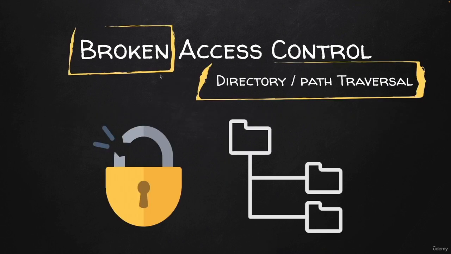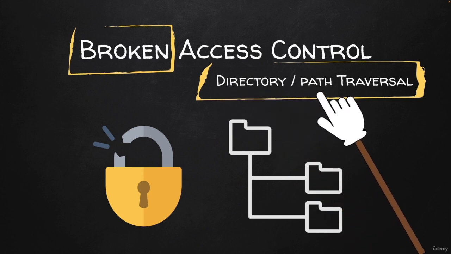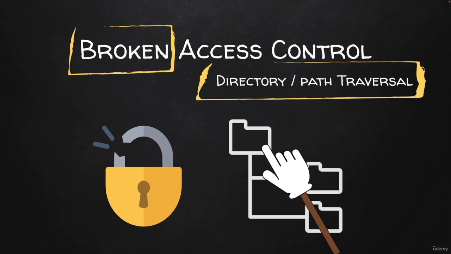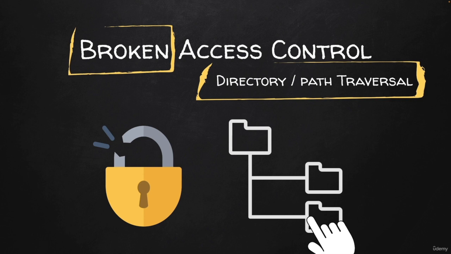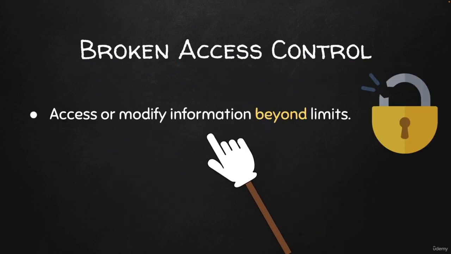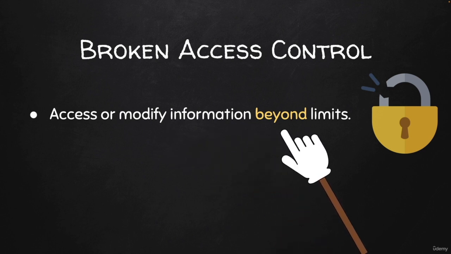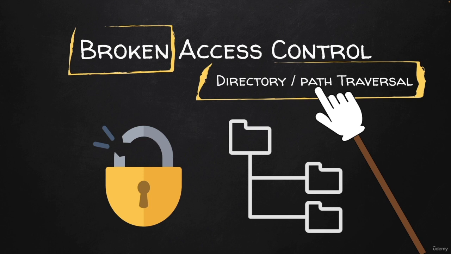An example of that is directory or path traversal. So the idea of these bugs or vulnerabilities is that they basically allow you to access paths or locations on the target web server that you're not allowed to access. So we said broken access control allows you to access or modify information beyond your limits, and directory or path traversal allows you to access paths or files that are beyond your limits, that you're not supposed to access or see.